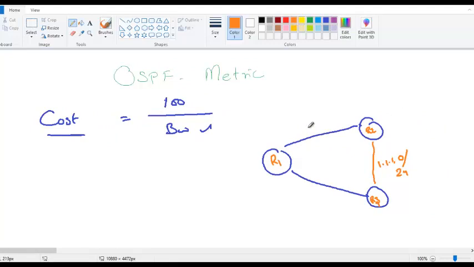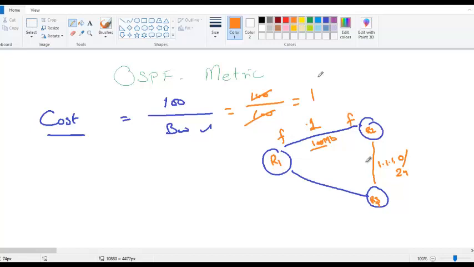Right. So now, if it is a Fast Ethernet, the cost is going to be 1. You know why? Because in MB it's a 100 meg wire. So 100, the reference bandwidth, the denominator is the actual bandwidth. What is the actual bandwidth? 100. You get 1. That's how 1 is the cost. This is what dynamically calculated cost means.